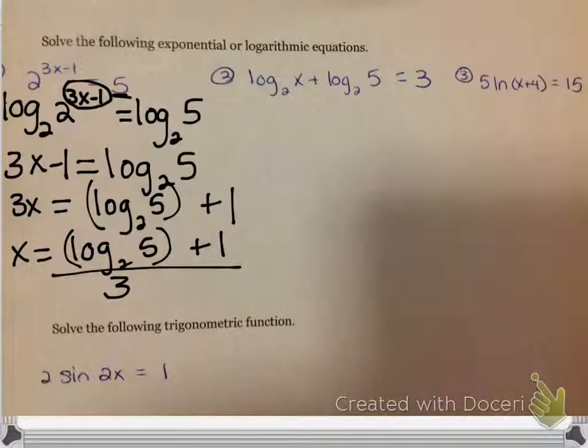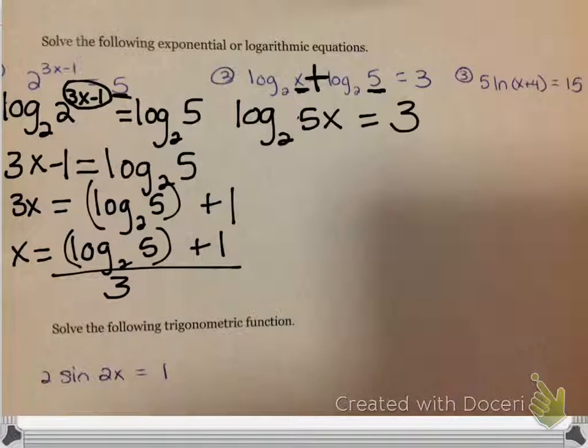Next problem, we need to use our log properties. Quickly remind you, addition, I combine two log terms with multiplication. So if I'm adding, I would combine these two by writing 5x. Subtraction is division. So the left side would become log base 2 of 5x.